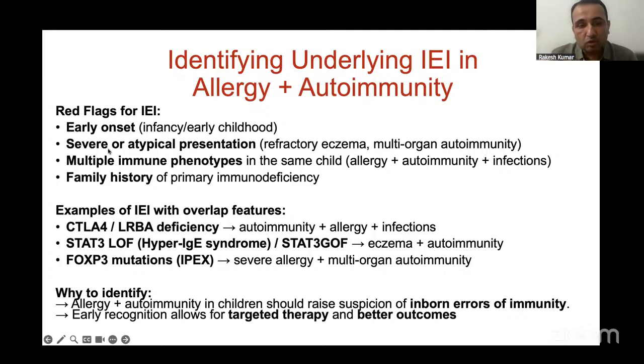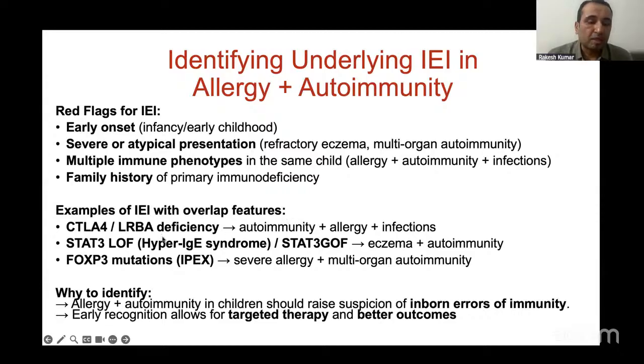So red flags for inborn errors of immunity are early onset, in infancy and early childhood, and severe or atypical presentation, like Dr. Payal has also highlighted, refractory eczema, multi-organ autoimmunity. If you are having refractory eczema with multi-organ autoimmunity, we have to think of an underlying immune defect, multiple immune phenotypes in the same child like allergies, autoimmunity, and infections, and family history of primary immune deficiencies. Again highlighting the importance of family history.